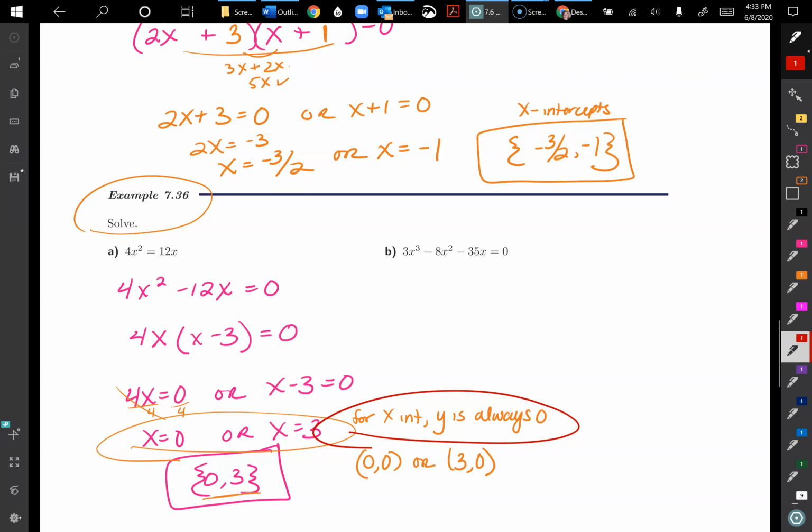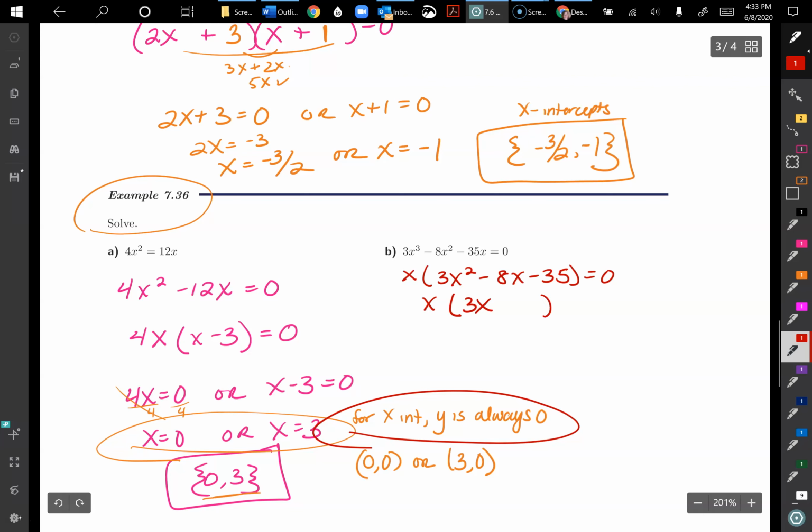For B, we need to factor out a GCF of x squared or just x first. And then we have 3x squared minus 8x minus 35 equals 0. Then we can factor again. We have 3x and x. And if you want to pause the video and try that one on your own, this would be a good one. But if you want to just continue with me, that's cool.